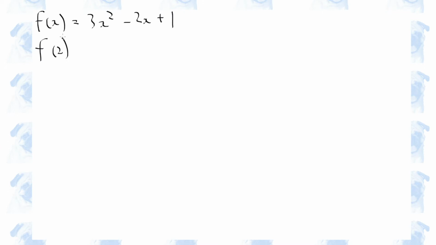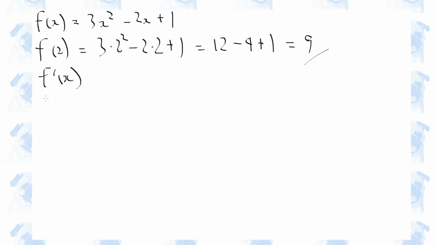So let's plug in 2 into x, which is 12 minus 4 plus 1, 9. And let's find f dash of x by differentiating f of x. 6x minus 2. So let's plug in 1. 6 times 1 minus 2 is 4.